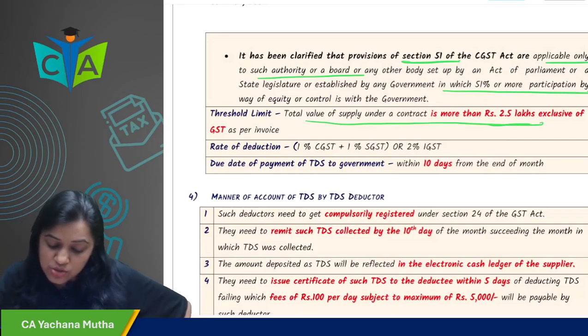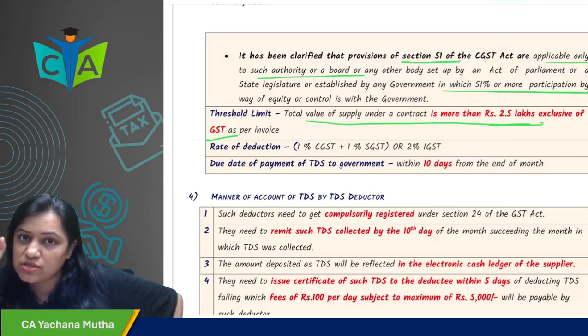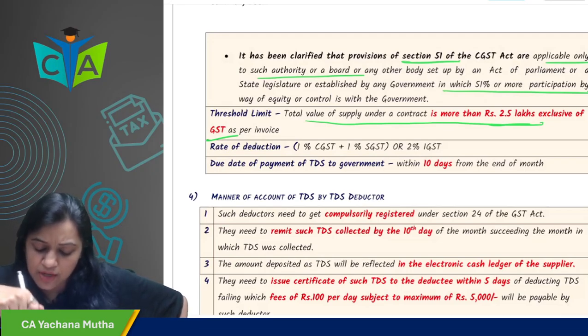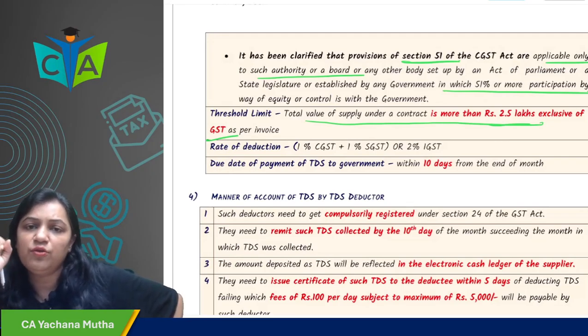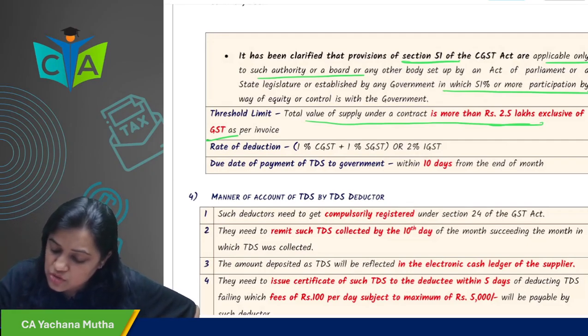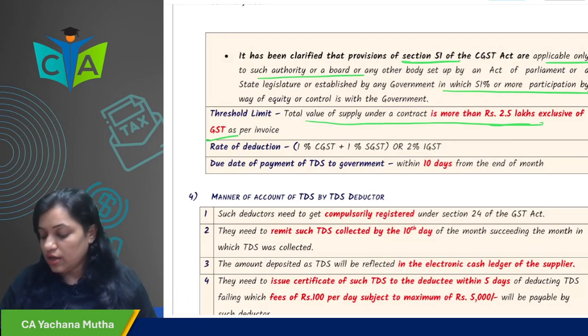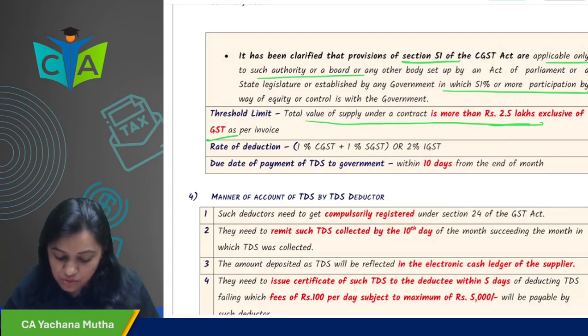TDS is applicable, exclusive of GST. This 2.5 lakh that you have to calculate is exclusive of GST. So in the exam, on this point the question will come: individual supplies may be of 1 lakh, that doesn't matter. If the total value of the contract is, for example, 4 lakhs, then TDS is applicable. So it should be more than 2.5 lakhs, exclusive of GST.